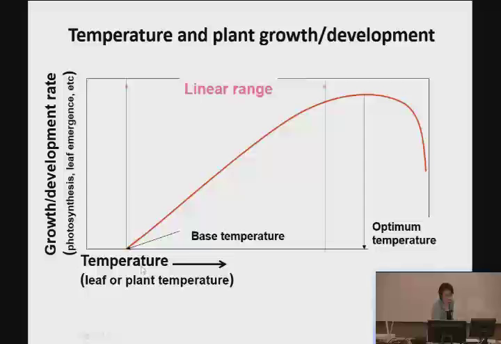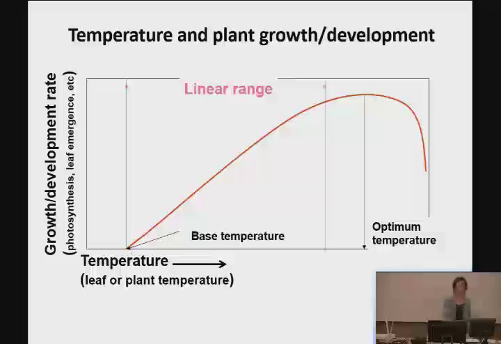The x-axis is temperature, not the other way around. Ideally it's leaf and plant temperature, but you often see air temperature used because of the difficulty of measuring or finding the representative temperature. And the y-axis is development rate or growth rate. You see that increasing temperature increases the rate of growth and development. There is a temperature range where nothing happens, okay? And then growth or development starts at a certain temperature. This minimum temperature is called the base temperature.